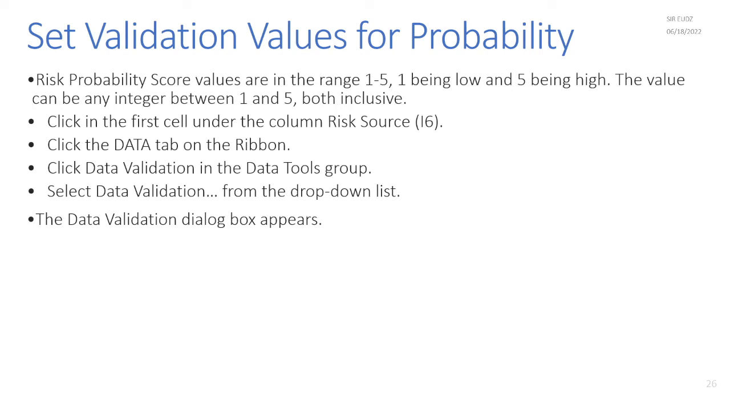Click the first cell under the column risk source, I6. So that's I6, and then click the data tab on the ribbon, just like what we have done last time, and click data validation in the data tools group. Select data validation from the drop down list and the data validation dialog box appears. So just like what we have done in the previous 3 columns.